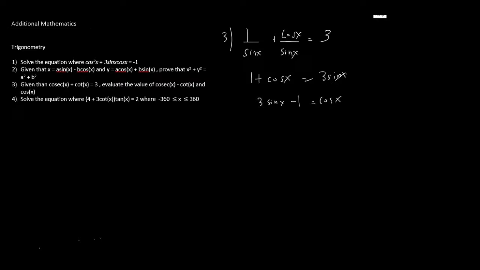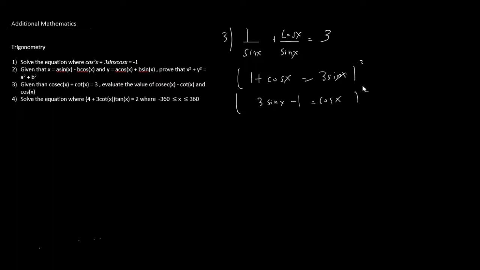Okay, so while I was doing this question, I was stuck between two methods: do we square the first equation, or do we square the second equation? Because if you realize, they're both the same, it's just that one eliminates cos x and the other eliminates sin x. The correct answer would be to square the first equation.